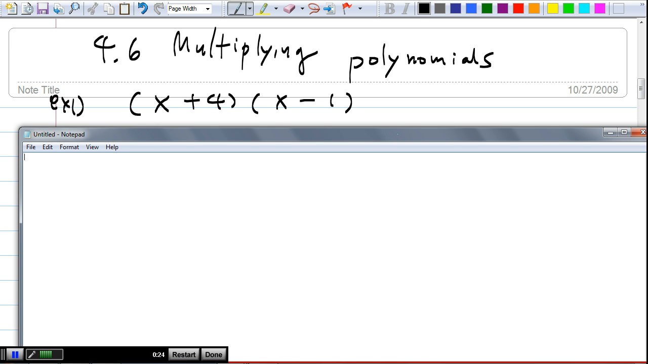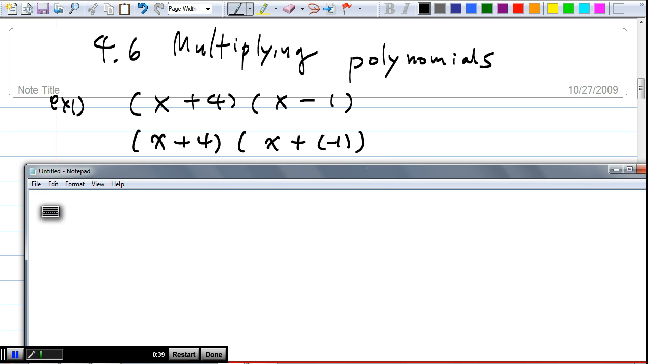And the first thing I should do is, because I don't want to make silly mistakes, use the definition of subtraction and rewrite this x minus 1 as, Shirok? X plus negative 1. That's right, very good. X plus negative 1. Okay, so that's what I'm going to do first.